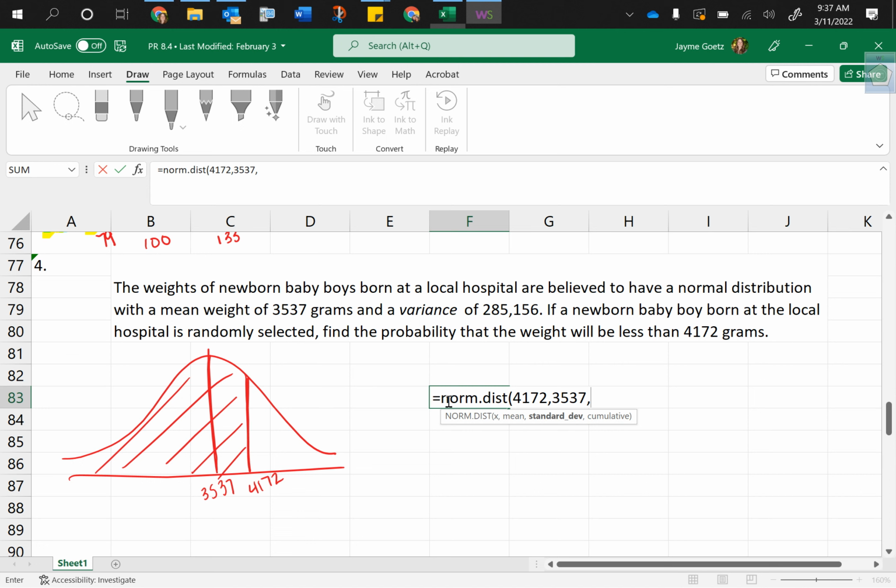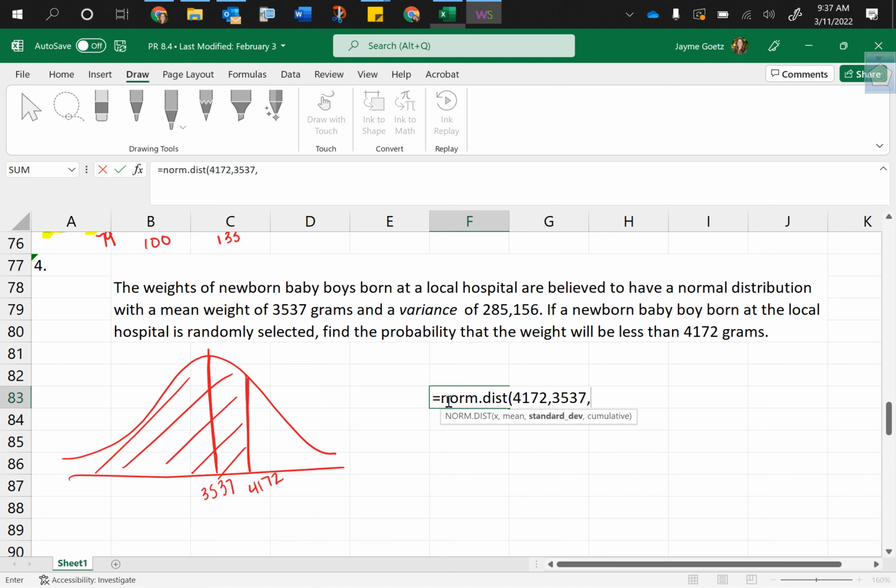Again, you want to make sure that's 4 decimals. Now there's another way you can do it, if that's too much going on for you. No big deal. You can come over here and put standard deviation, and you can just figure it out right here, equals square root of 285,156. And then when you're finding this information, you can go equals norm.dist, 4172, comma, 3537. And since this is a nice number, you could actually type it in, 534 if you would like, or you could just do a cell reference. That will also work. Okay, those are your options.